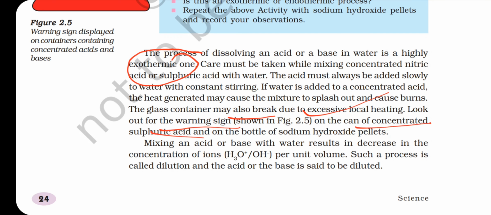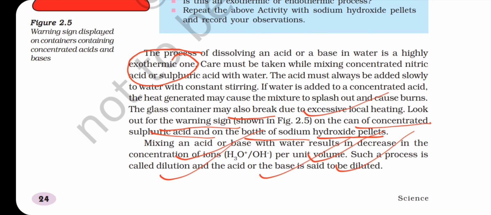Concentrated sulfuric acid on the bottles of sodium hydroxide is dangerous. Mixing an acid or base in water results in a decrease in the concentration of ions, that is H3O plus or OH minus, per unit volume. Such a process is called dilution, and the acid or base is said to be diluted.